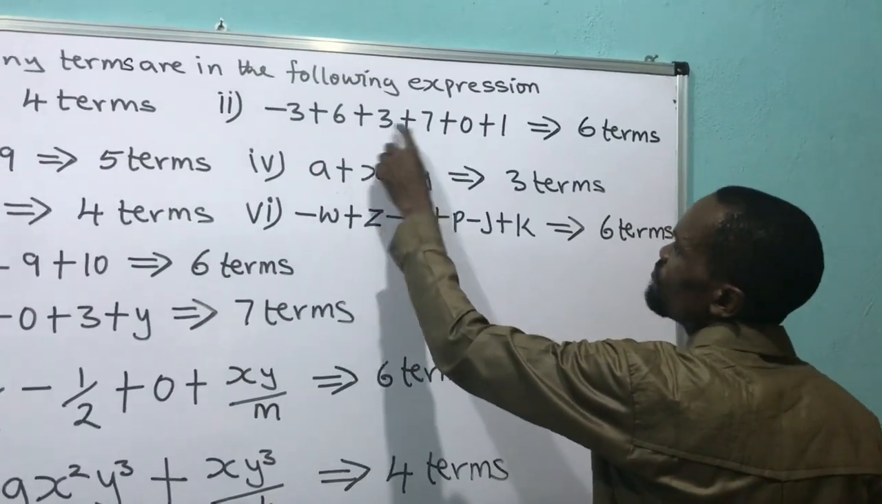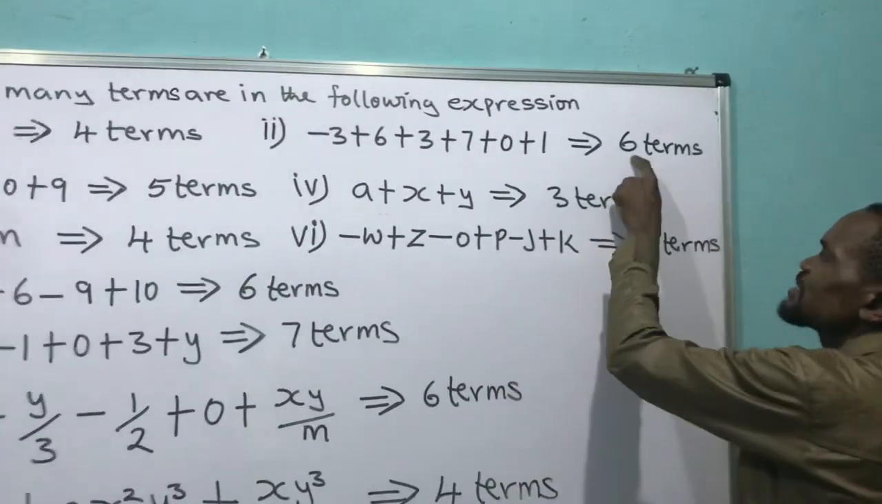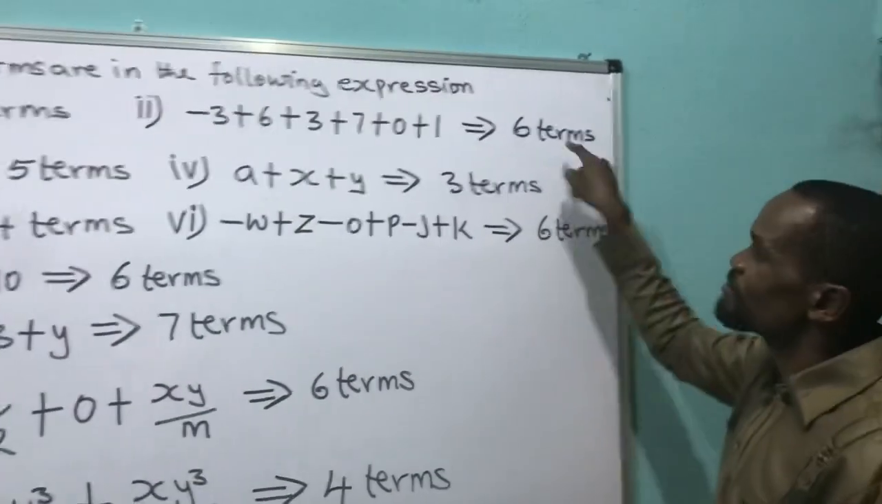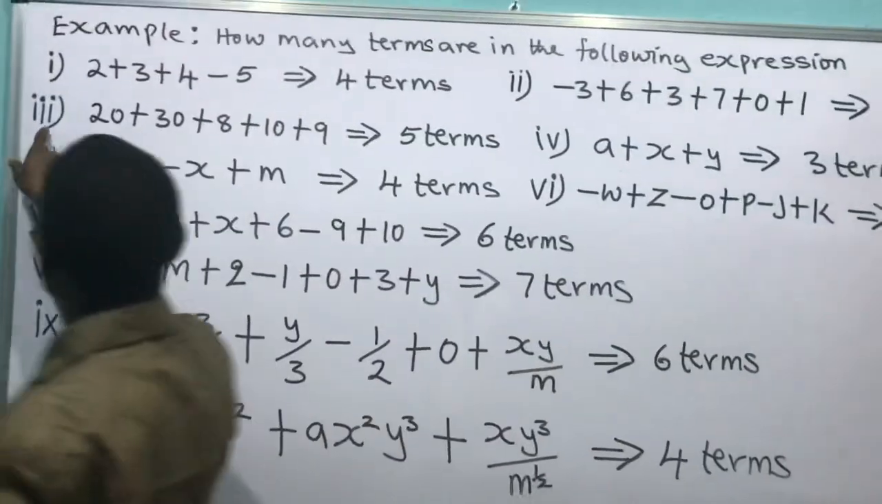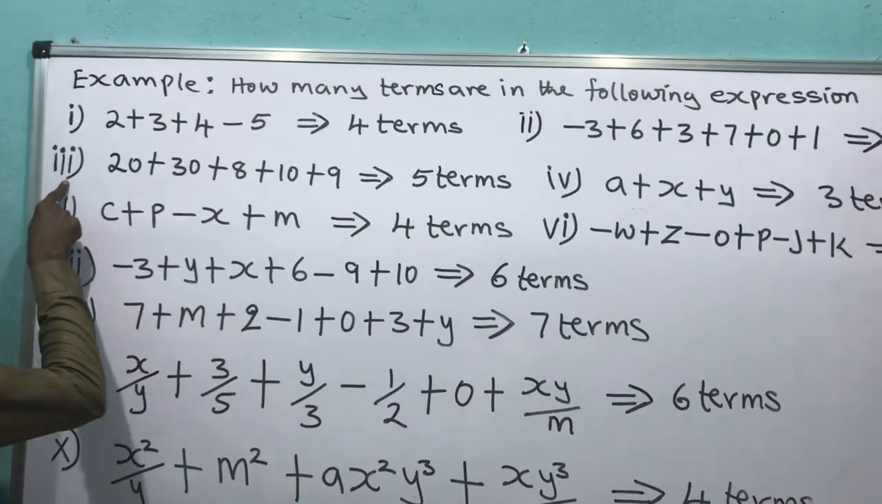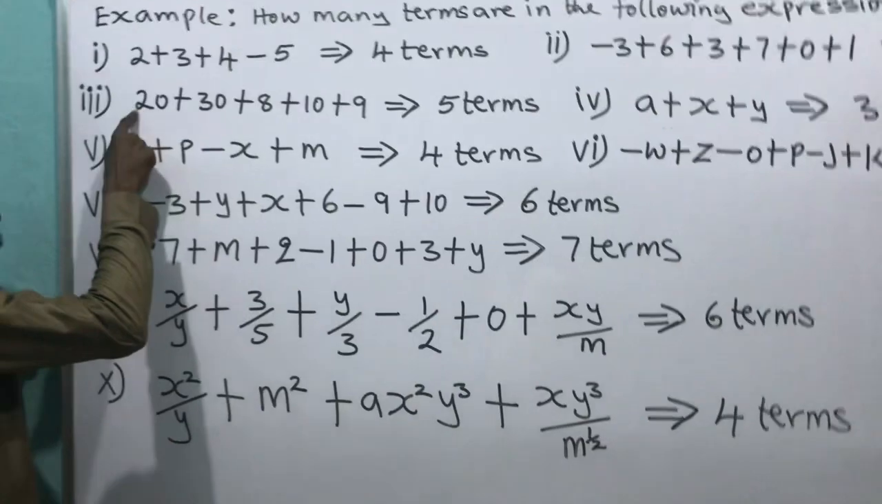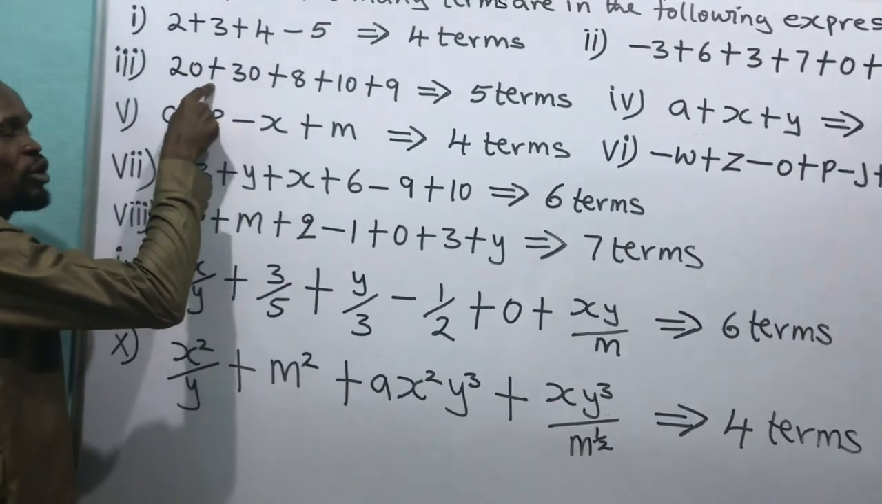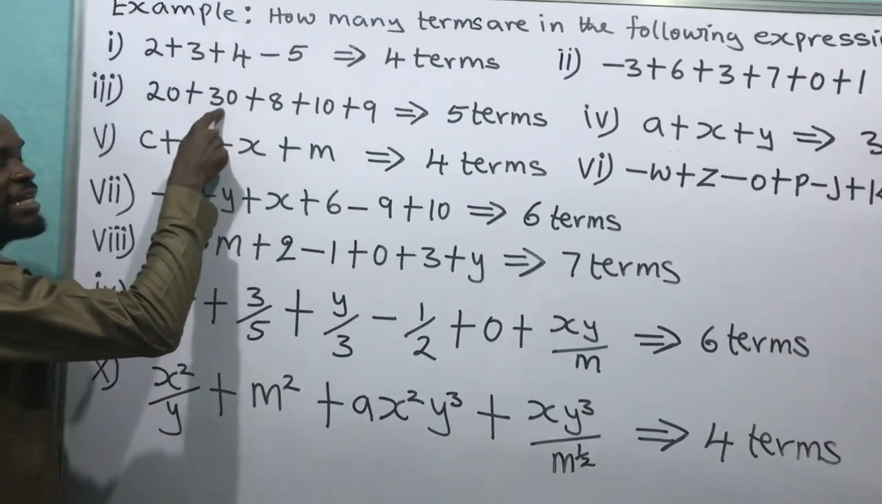We now count them: 1, 2, 3, 4, 5, 6. That means 6 terms. This symbol means 6 terms. I come to III. Question number III. This is 20. 20 is a term, one term. Plus: who is the owner of this plus? 30. 30 is a term.